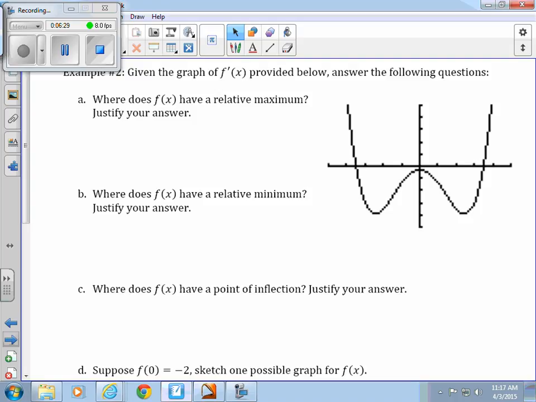Today we're going to be looking at the connections between F prime and F double prime. I'm going to give you a handout of notes so that you don't have to write it much.